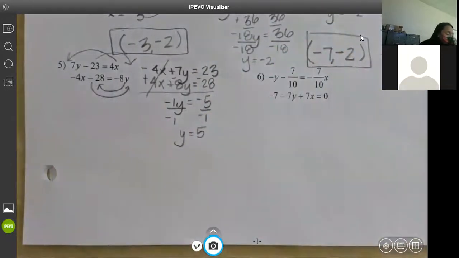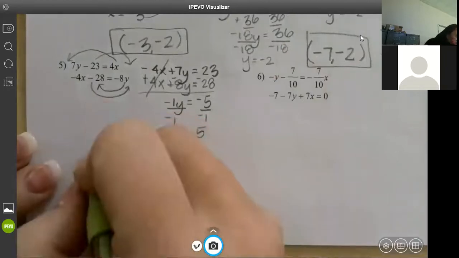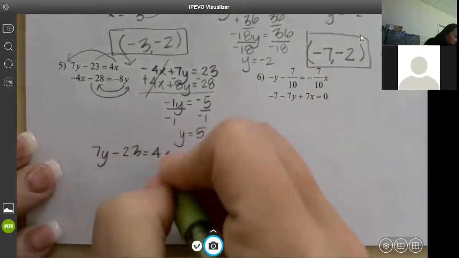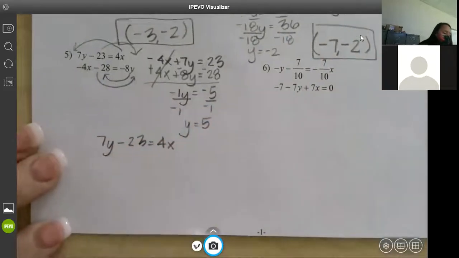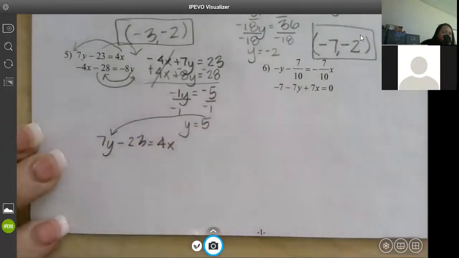So I got my y, now I need my x. It does not matter what equation you choose. I'm going to pick the top one. There is no reason for me to pick the top one. I could pick the bottom one. I just chose this one. Make sure that you plug in 5 for y.